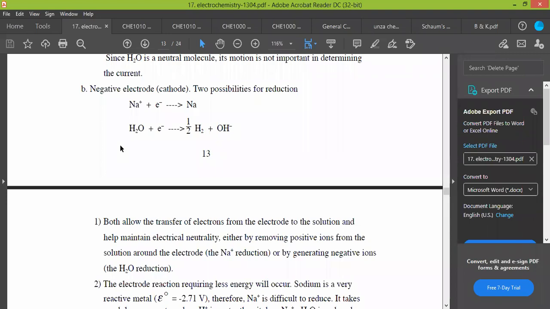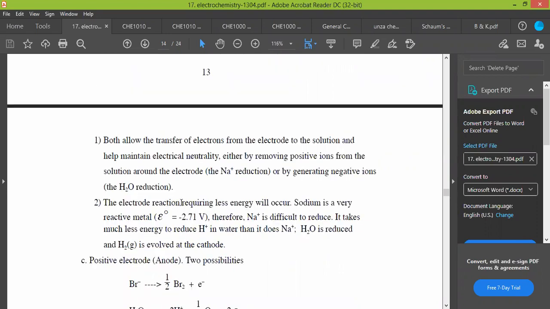At the negative electrode, two possibilities for reactions. Okay, so the electrode reaction requiring less energy will occur. Sodium is a less reactive metal, therefore this is difficult to reduce. It takes much less energy to reduce that in water than it does this. H2O is reduced to that.